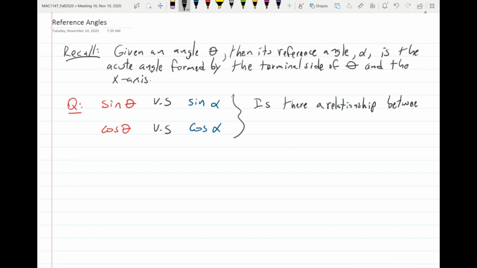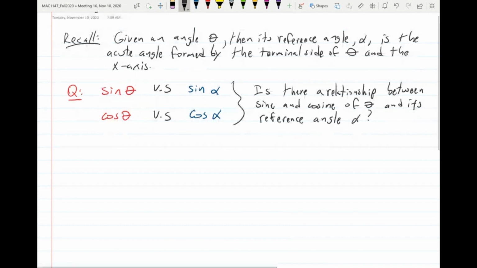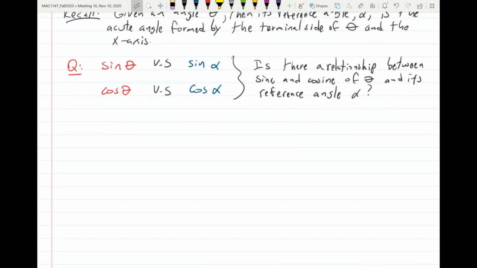Between sine, cosine of theta and its reference angle. Okay, so this is what we're trying to do right now. All right, so let's see. First, as you know, depending on the quadrant that theta lies in, is the relationship that we have with the reference angle in terms of formula, because of the reduction formula. So we're going to study this by cases. Okay. So for example, if theta is already in quadrant 1, what can we say?